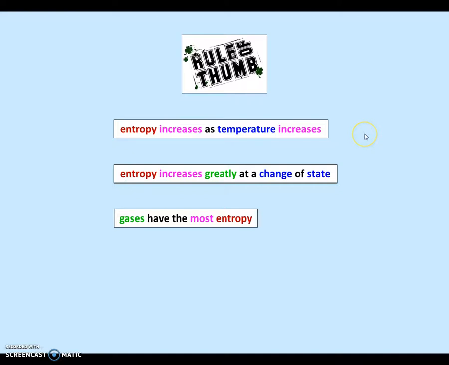So, final slide. Entropy increases as the temperature increases. The entropy increases greatly at a change of state. Gases have the most entropy. In the next video, we'll look at some calculations. Thank you for watching.